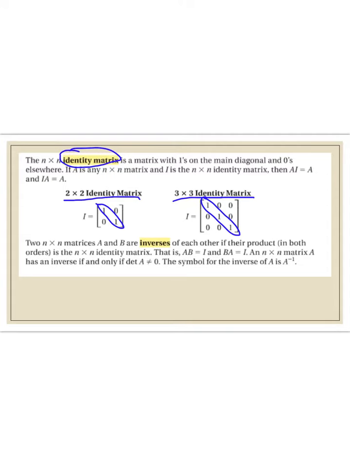Okay, the other really important thing is this sentence I'm underlining. It says a matrix has an inverse if and only if the determinant is not 0. So that means when we find the determinant of a matrix, and if it's 0, then there will be no inverse for that matrix. If it's not 0, then there should be an inverse, and we're going to learn how to find it. And lastly, the notation of inverse is this, so make sure you have that in your notes.